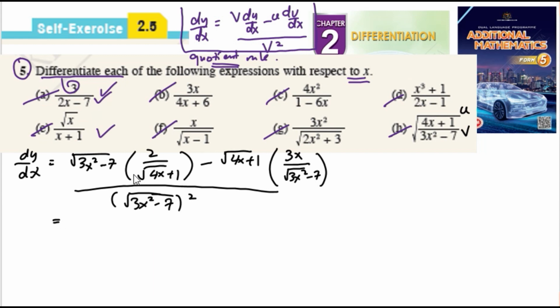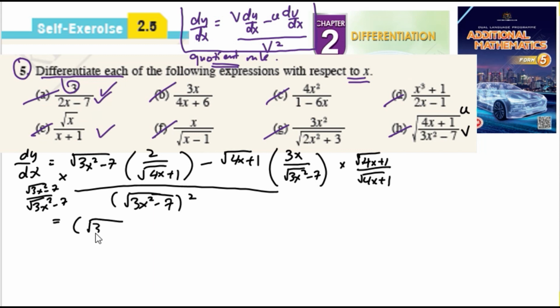So you see here we have this one minus this one. So when we want to combine, we have to make the denominator equal. So this one we have over the square root of 4x plus 1. So this one is over the square root of 3x squared minus 7. So for the first one, we need to multiply with this one, right? The square root of 3x squared minus 7 over the square root of 3x squared minus 7. So that the denominator is equal. So this one we have to multiply with the square root of 4x plus 1 divided by the square root of 4x plus 1.